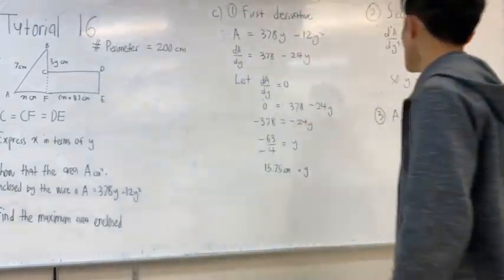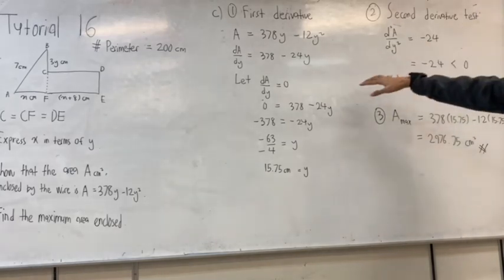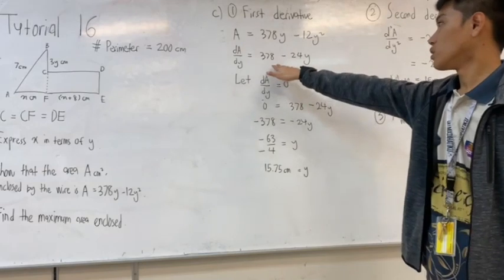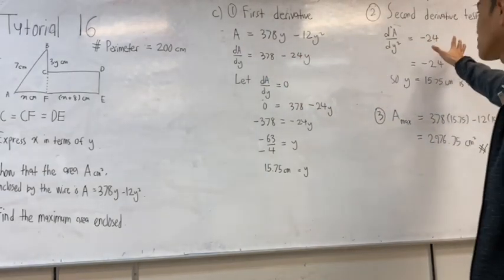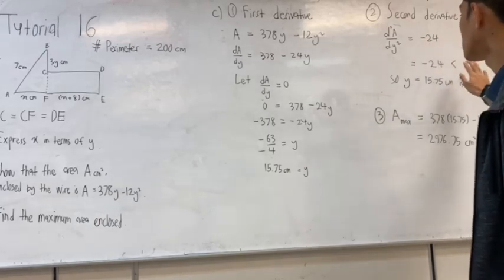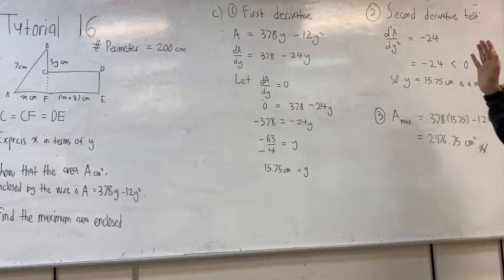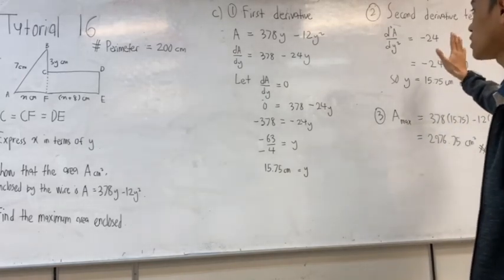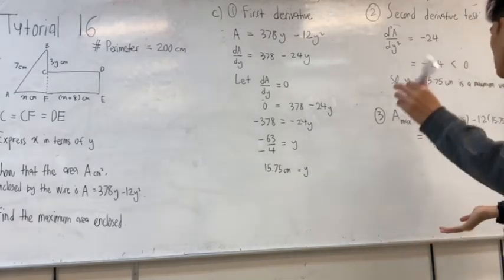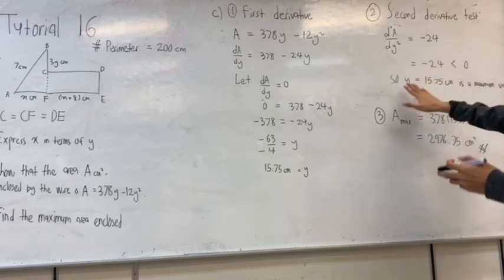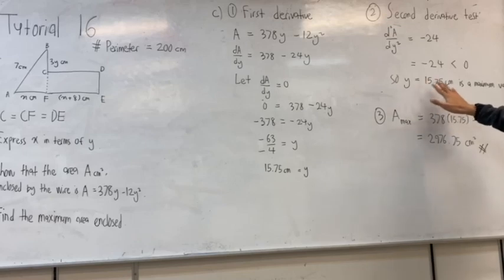So the next step is to find the second derivative, to do a second derivative test. So you take the first derivative and differentiate it again, and you will get negative 24. You cannot do anything more with this because it is already simplified. So negative 24 is less than 0. The reason for this second step is to prove whether y gives a maximum or a minimum value. So after all of this, y is the maximum value.